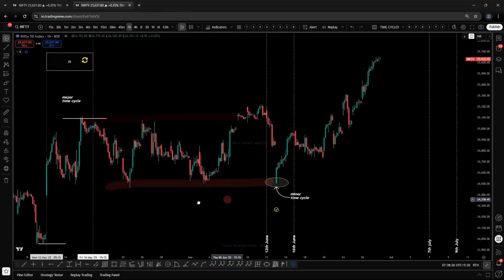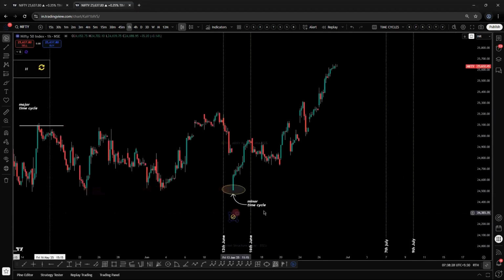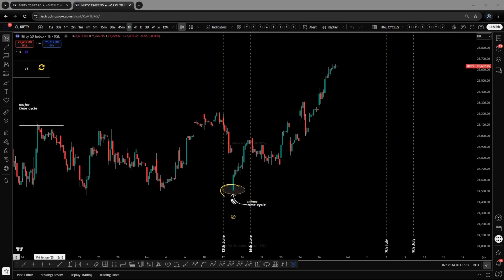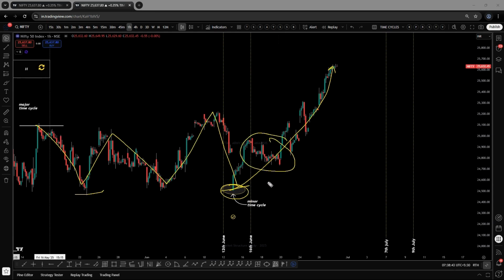All right. Now the latest minor time cycle zone was between 12th June and 16th June. Big move here. Again, a fast up move here. Very simple. The irregular flat pattern got completed here. And then what did we do here? We waited for a secondary confirmation. All this is available in the past weekly videos. You can watch it. On Telegram, I was sharing all the live updates there.